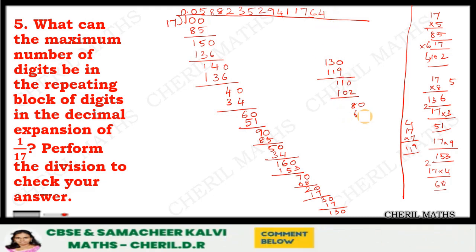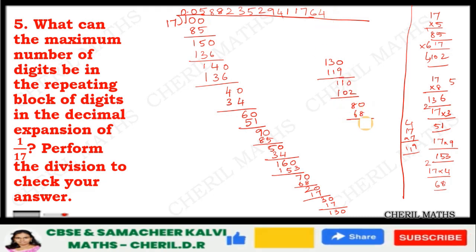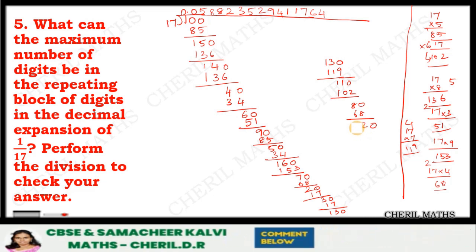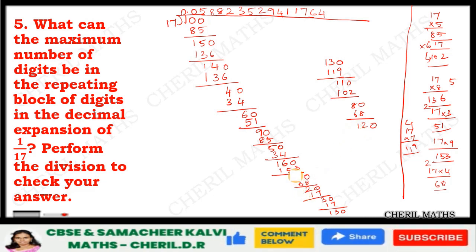68. See, it's nowhere repeating still, so be careful with that. So I'll get 2, 1, so 120. So nearing 120, what do we have here? It's 119 here. So I'll have 7s are 119. Again I get 1. So what will happen? 1 will not go, so I'll put a 0.